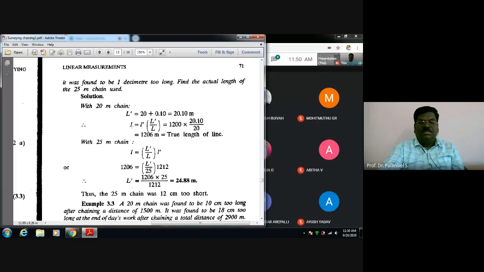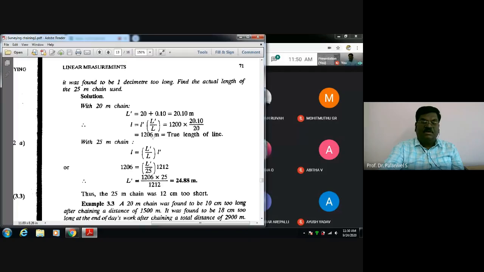Therefore, the true length of the line, L equal to, small l means what? True length of the line is equal to the measured length of the line, l, into capital L dash by capital L, which is equal to 1,200 measured, no? So 20.1 divided by 20. So 1,206 meter, true length of the line. This is the true length of the line, okay? After carrying out correction, it is the true length of the line.